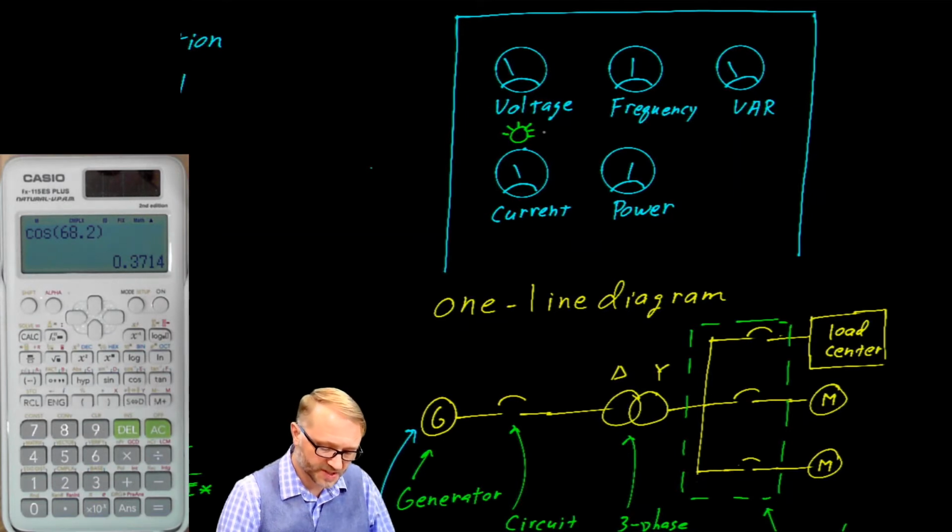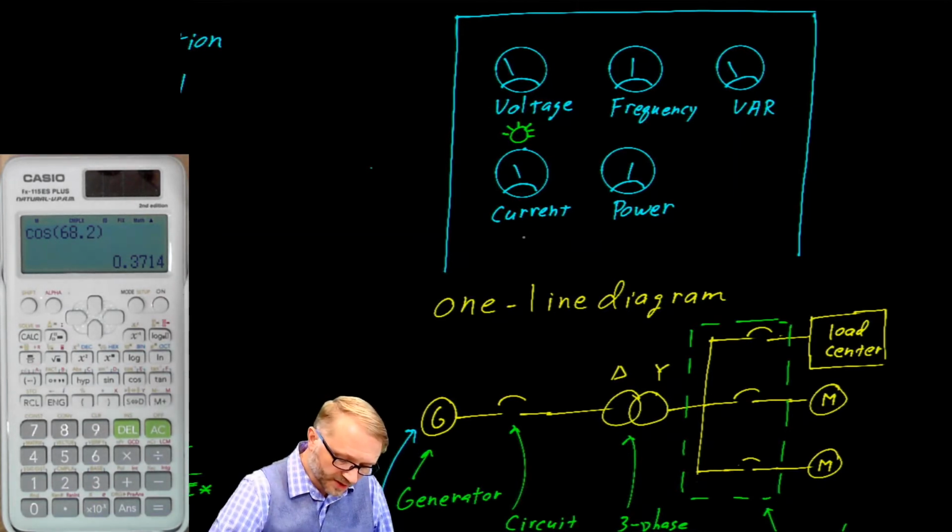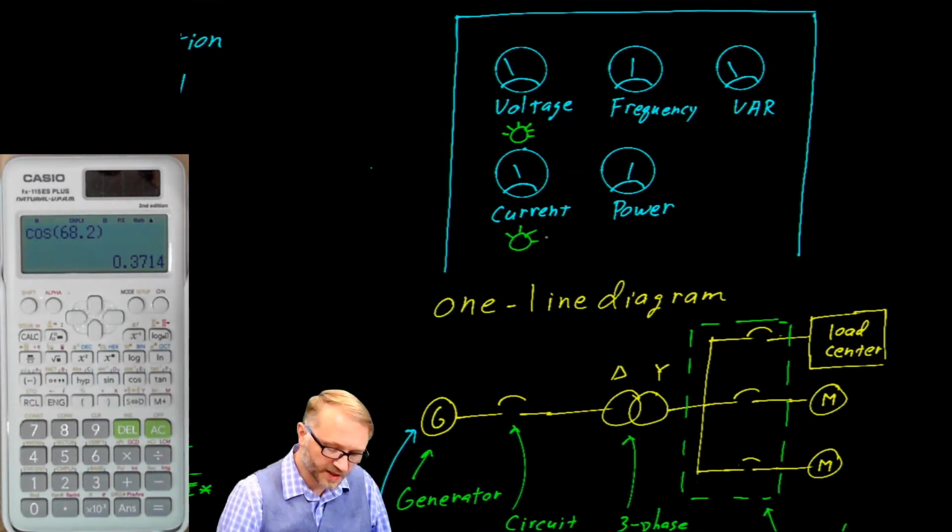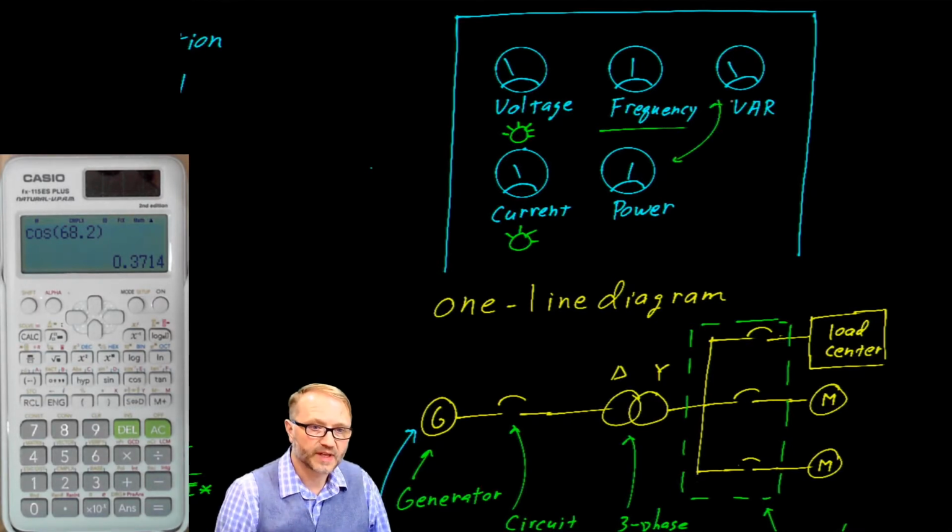voltage A to neutral, voltage B to neutral, and voltage C to neutral. With the current meter, that would typically have multiple positions as well, one for each of the line currents plus the neutral. The frequency meter would be simple. And then you have the power meter and the VARs to show what the real and reactive power on the generator is.